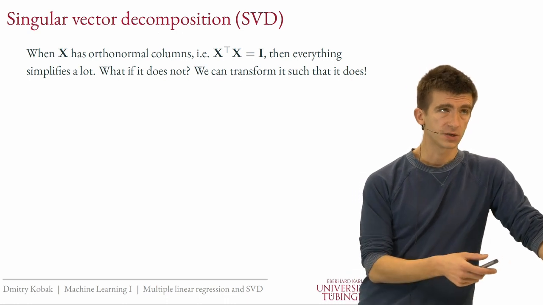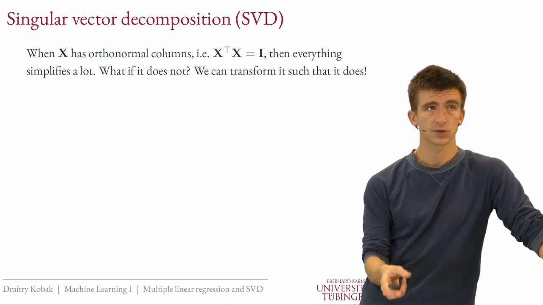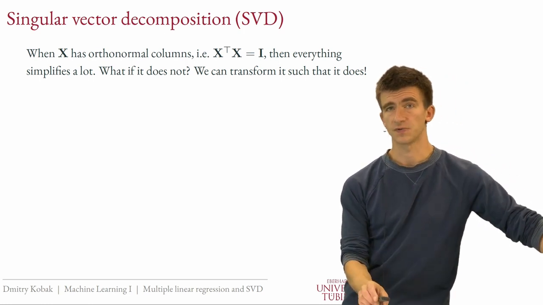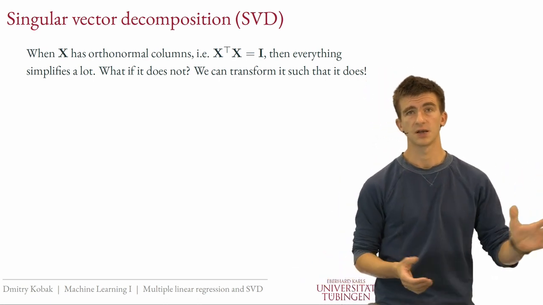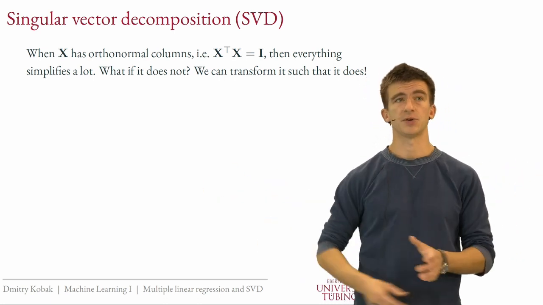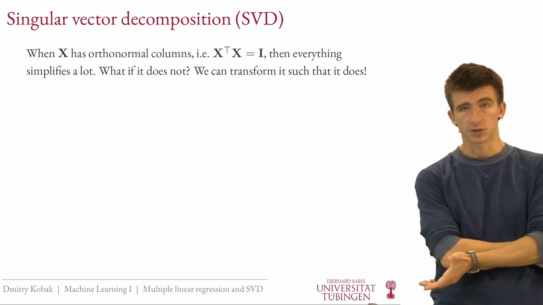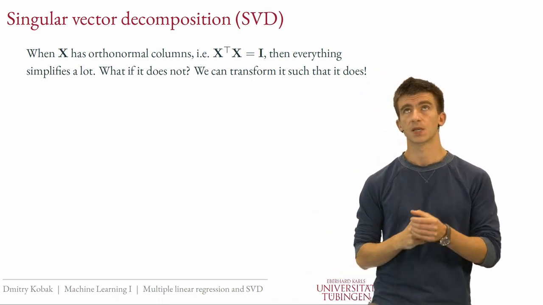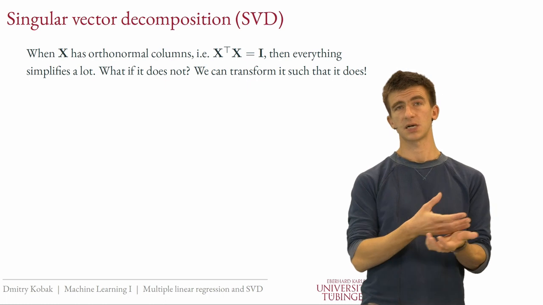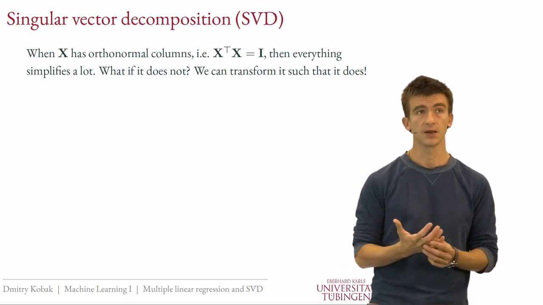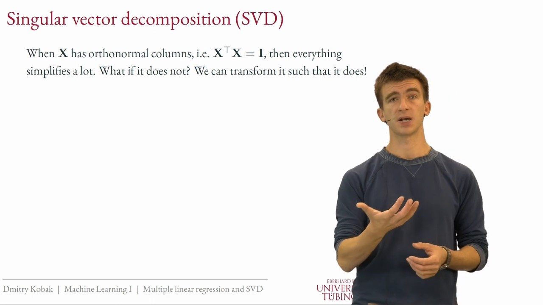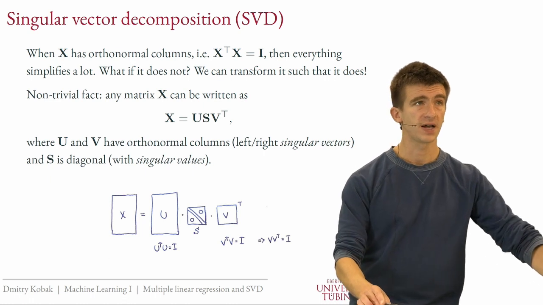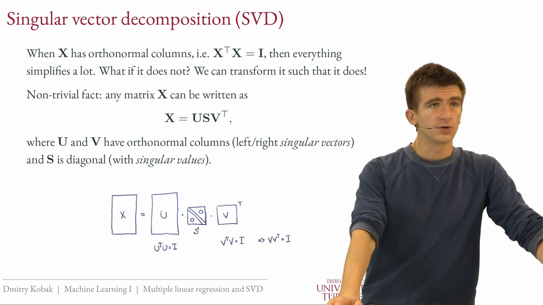So we said before, 5 minutes ago, that when X has orthonormal columns, so all features are orthogonal to each other, uncorrelated, centered, then everything simplifies a lot. In fact, your whole regression problem becomes just a bunch of separate linear regression problems. But usually, of course, X does not have orthonormal columns. So can one somehow still relate to this simple example? Yes, one can, because one can transform X such that it has orthonormal columns. And in a way, that's what singular value decomposition does.